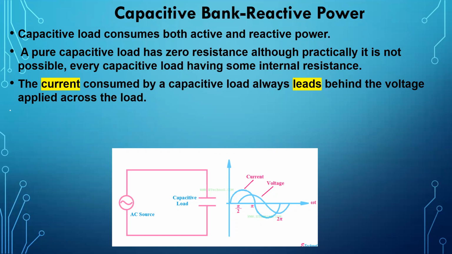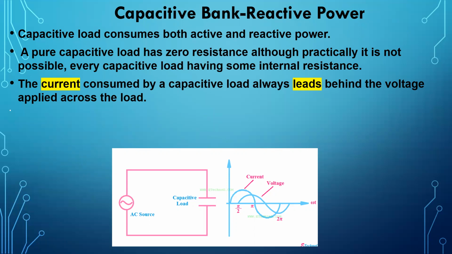A pure capacitive load has zero resistance, although practically it is not possible. Every capacitive load has some internal resistance in it. If it is a pure capacitive load, then it can make a leading current and it can go near unity, but pure is not possible. Some resistive loads will also be there. So we can make the power factor up to some 0.9. The current consumed by the capacitive load always leads the voltage applied across the load. So this will always lead.